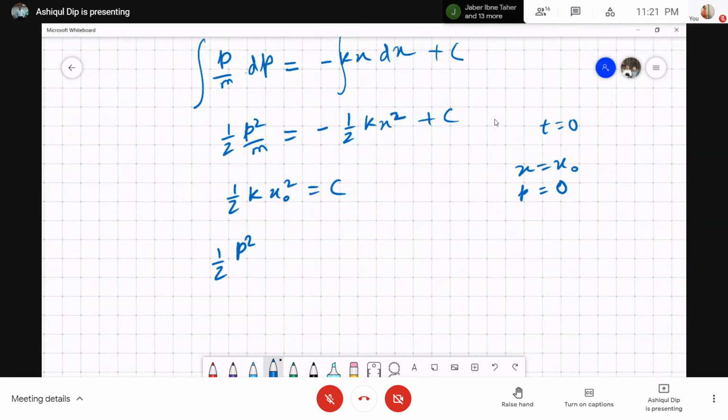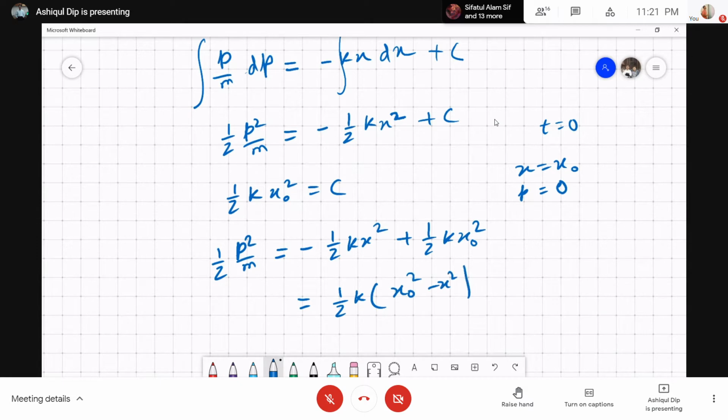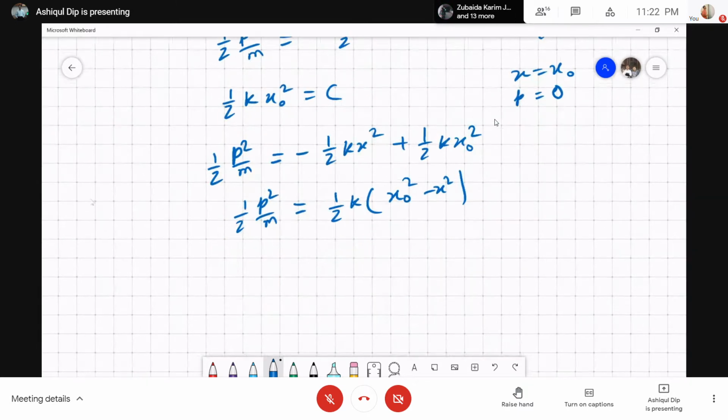Now you substitute that and you get half p square by m equals negative half kx square plus half k x naught square. You could simplify this to be half k times x naught square minus x square. This is basically your conservation of energy equation. Now you need to do another integration, right? Because it's just a first order integration you performed. You need to perform another integration to get the motion actually.